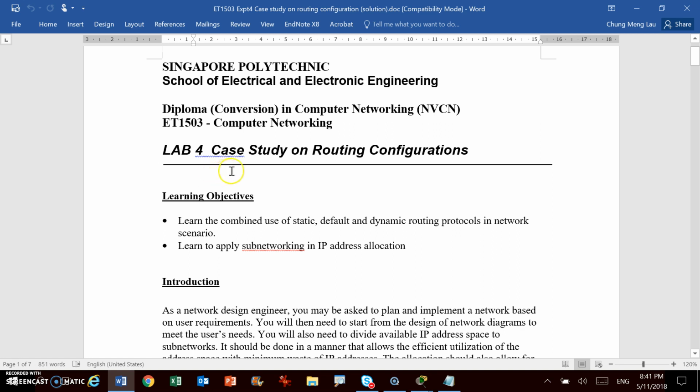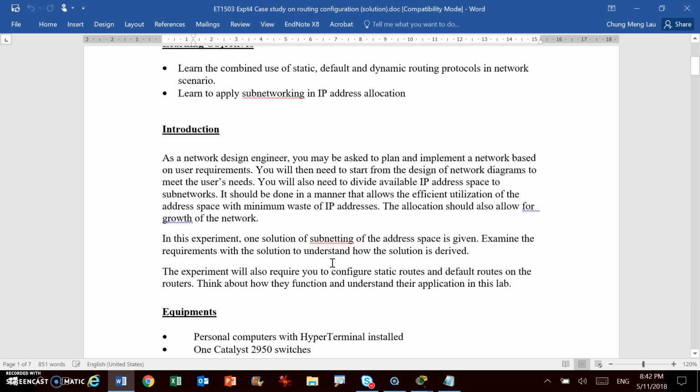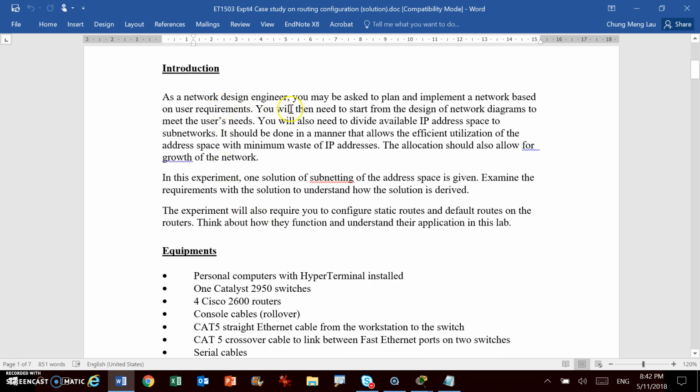Lab 4, case study on routing configuration. So in this lab, we'll try to combine the use of static route, default route, and dynamic routing protocol in a network scenario. We also will revise your sub-networking in IP allocation. This is a scenario where you are a network engineer. You are asked to plan and implement a network based on user requirement.